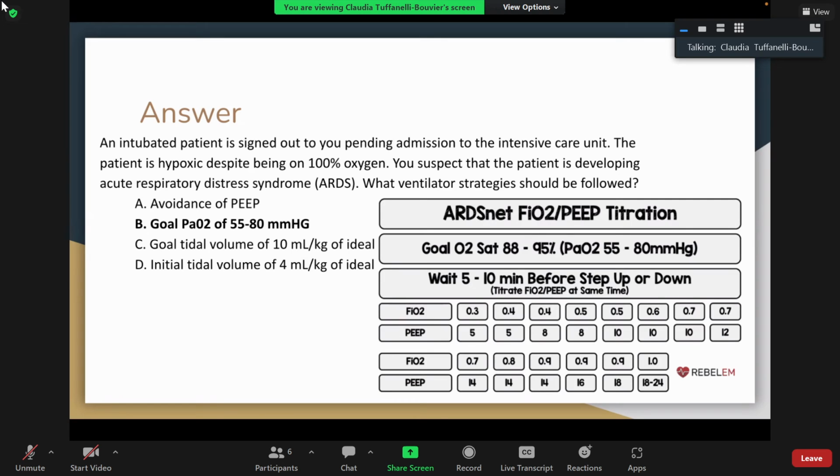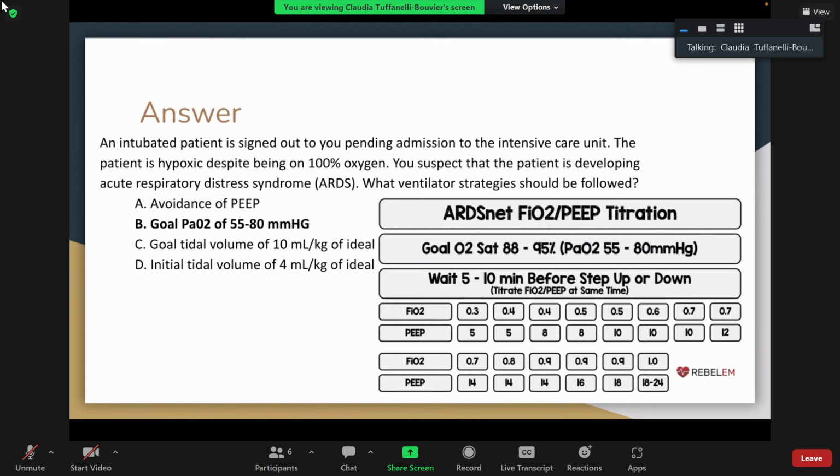First, you're going to look at what's your goal, and then you're going to go based on that. Your goal is that PaO2 of 55 to 80. That translates to a pulse ox of 88 to 95%. So if you don't have an arterial blood gas, it's okay. It's a little less accurate, but you can use their pulse ox, 88 to 95%. Below that, they're hypoxic. Above that, you can cause lung damage as well.